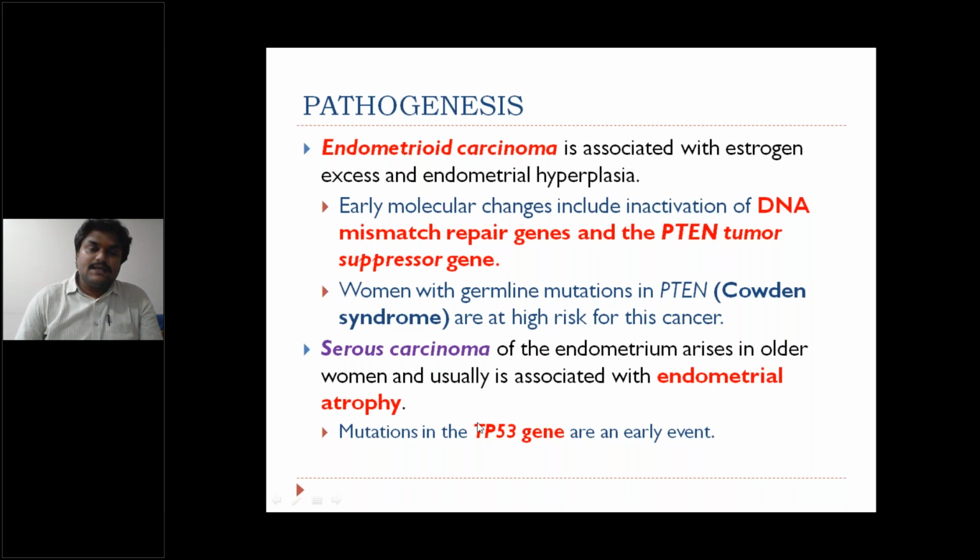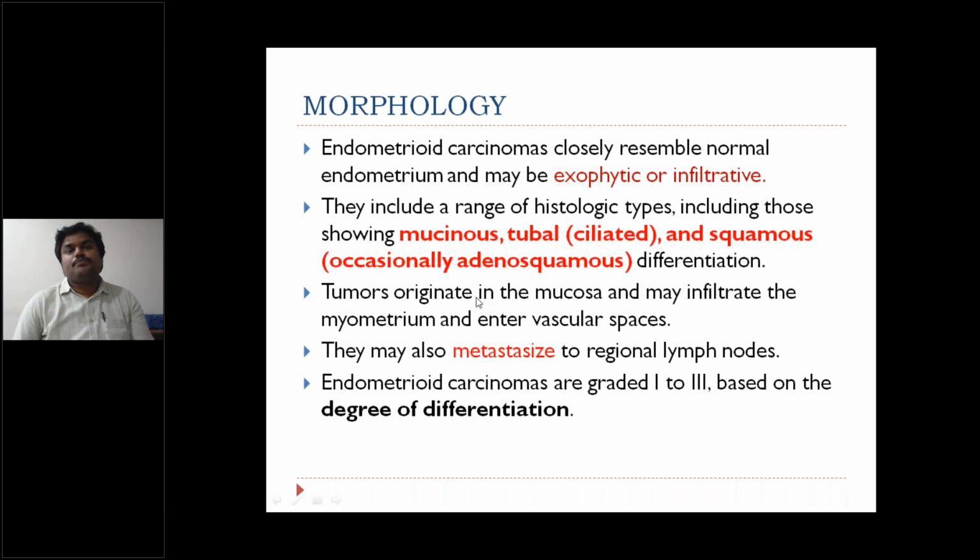So what happens in serous type of endometrial carcinoma is there is a mutation of the P53 gene. So because of that, there is a serous carcinoma. Because of mutation of the PTEN, there is an endometrioid carcinoma. So please do remember these two things.